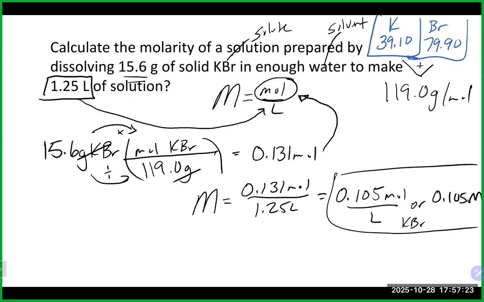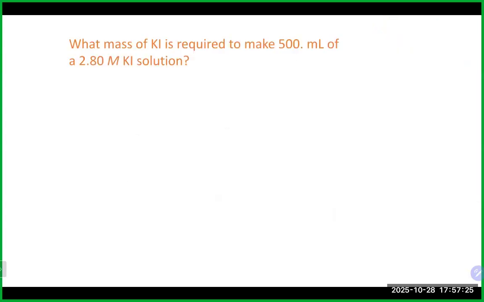All right, let's take a look at another one. What is the mass of KI that's required to make 500 milliliters of a 2.8 molar potassium iodide solution? Again, potassium is 39.10 and iodine is a little bit more, 126.9. All right, so see what you come up with here.